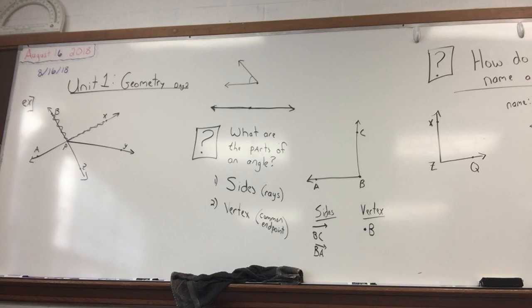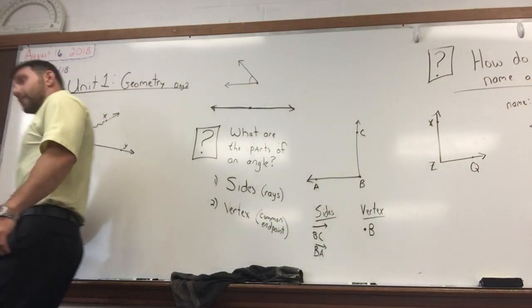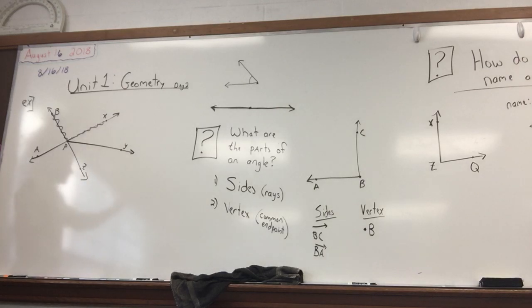Okay. Ma'am in the purple, right here, tell me your name one more time. Taylor. Do I have two Taylors? Okay. Taylor, I was listening to you. You did it great. Can you give me a name for this? Angle P. I love that you used the vertex.